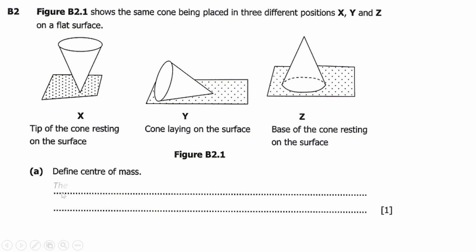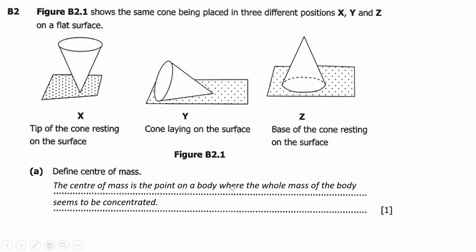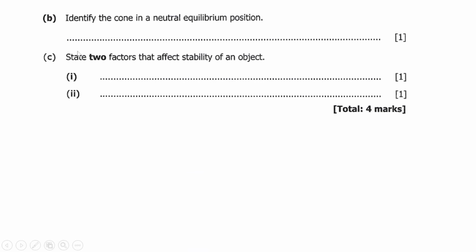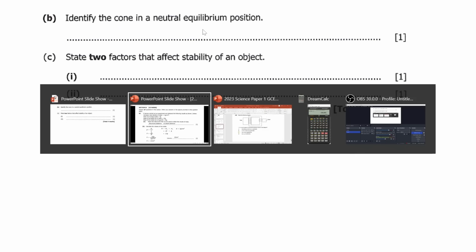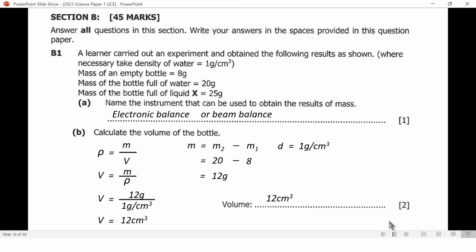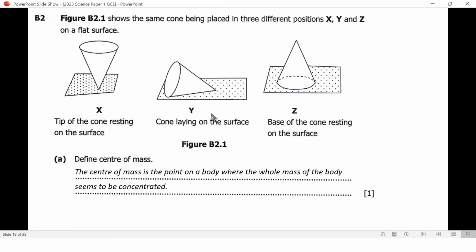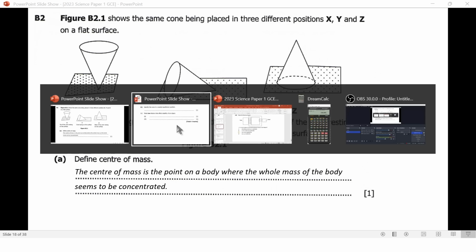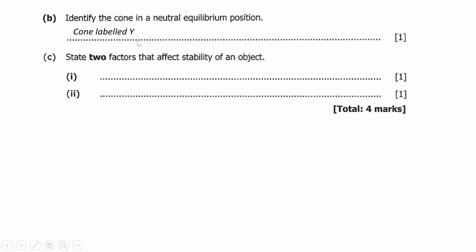The center of mass is defined as the point on a body where the whole mass of the body seems to be concentrated. So the center of mass is the point on a body where the whole mass of the body seems to be concentrated. So we move to B, identify the cone in a neutral equilibrium. So the cone in a neutral equilibrium is this one here, Y. So we'll come here, we'll say cone labeled Y.